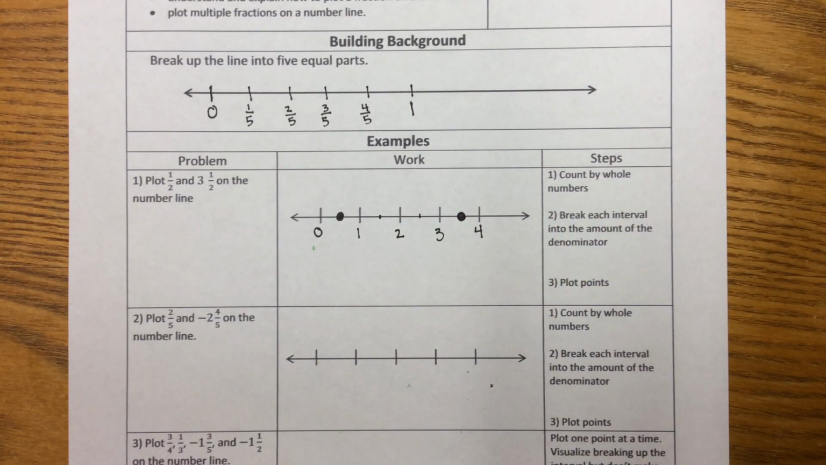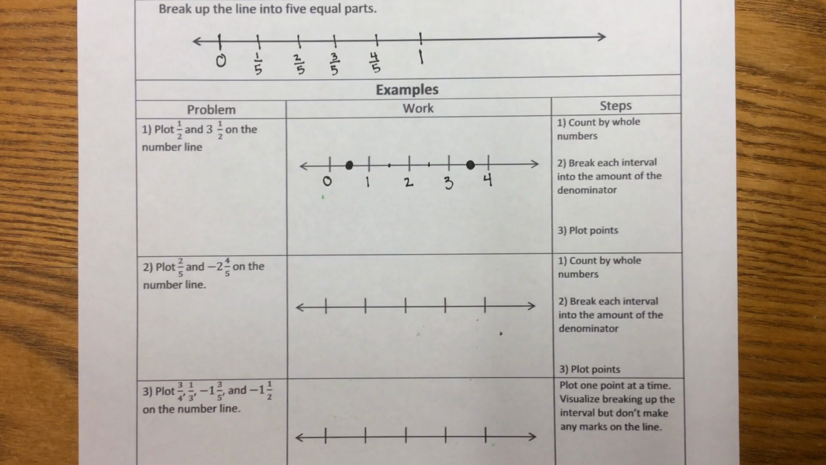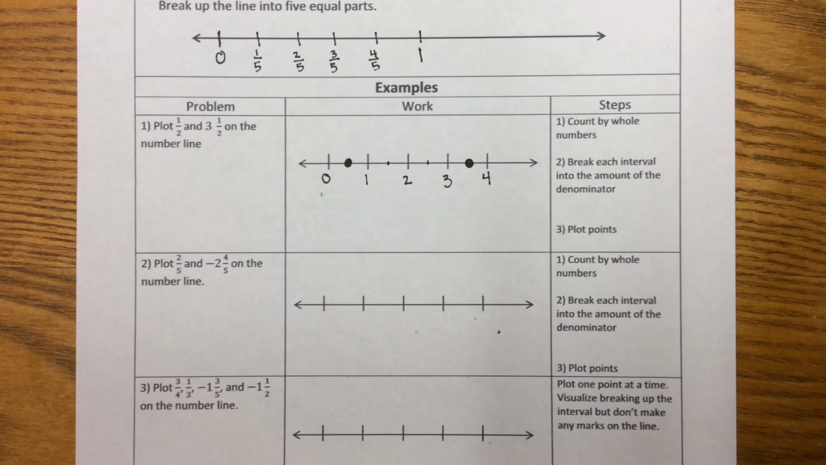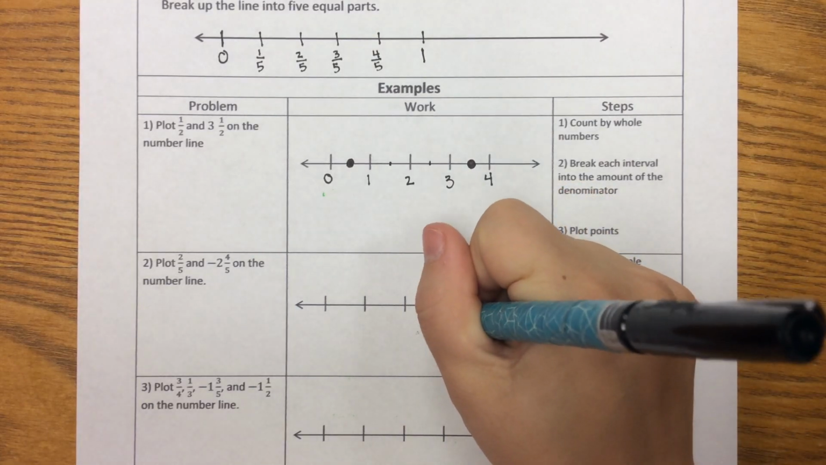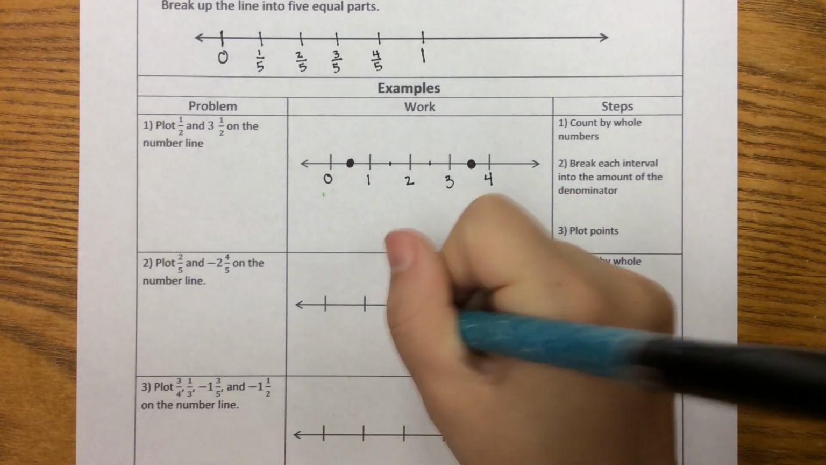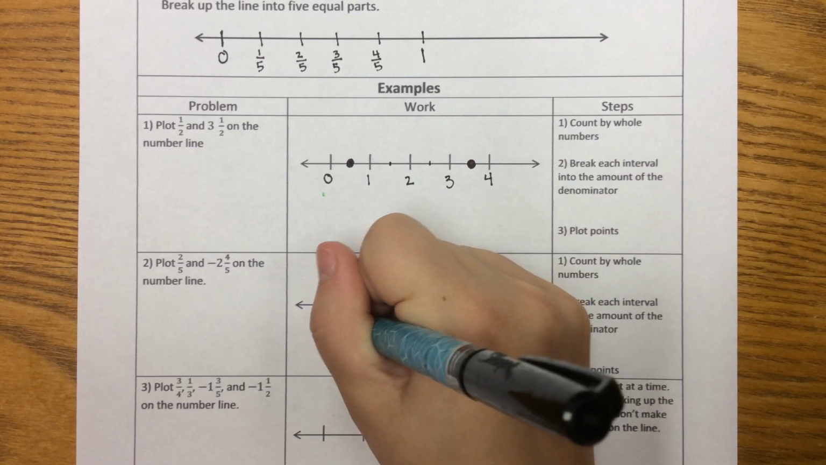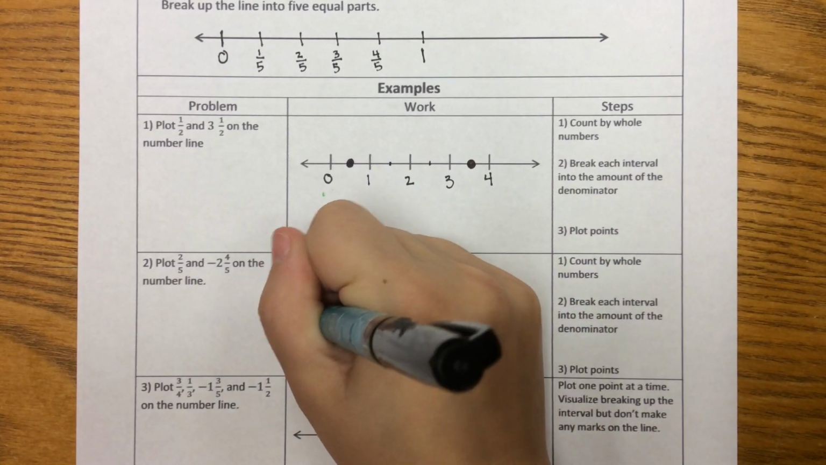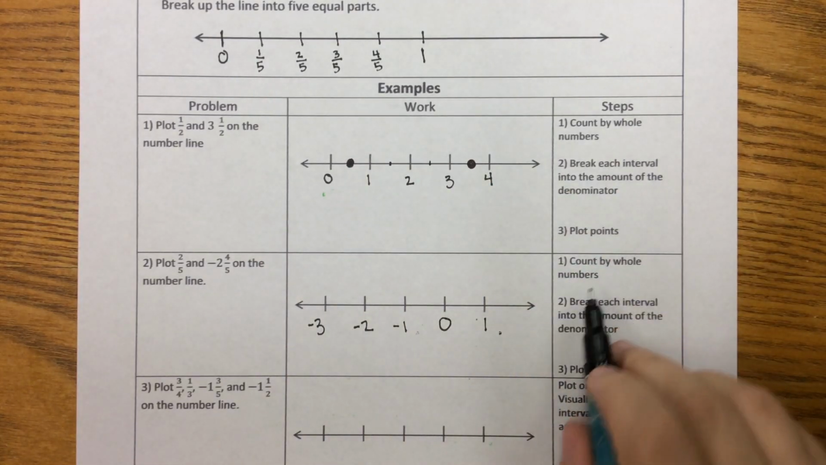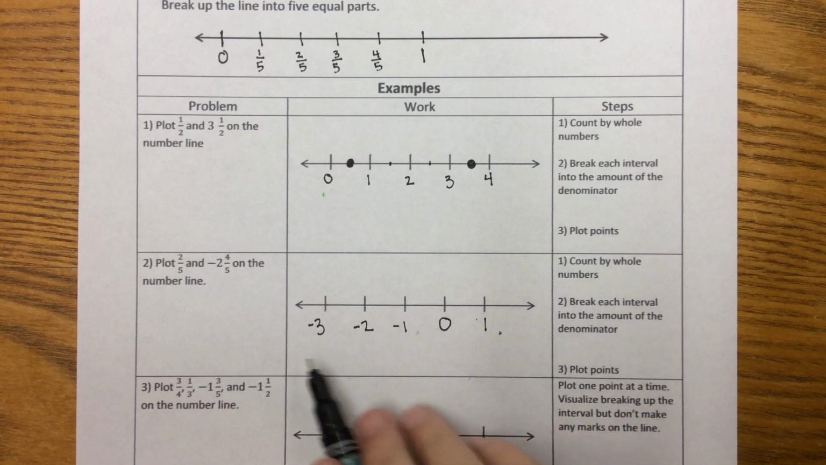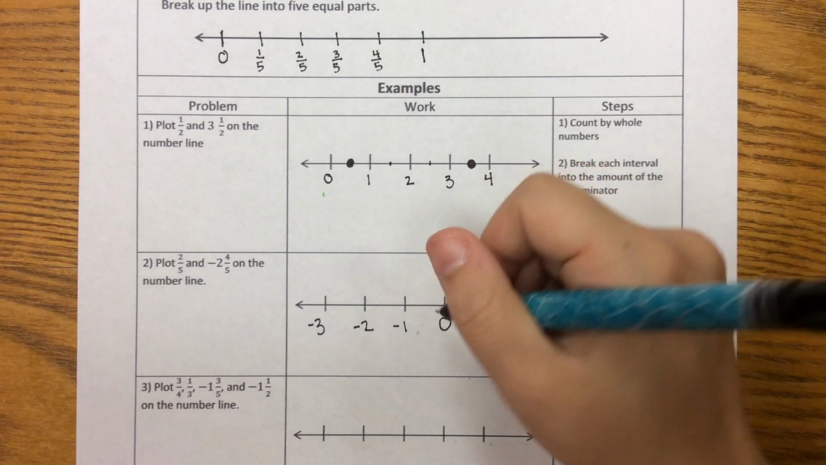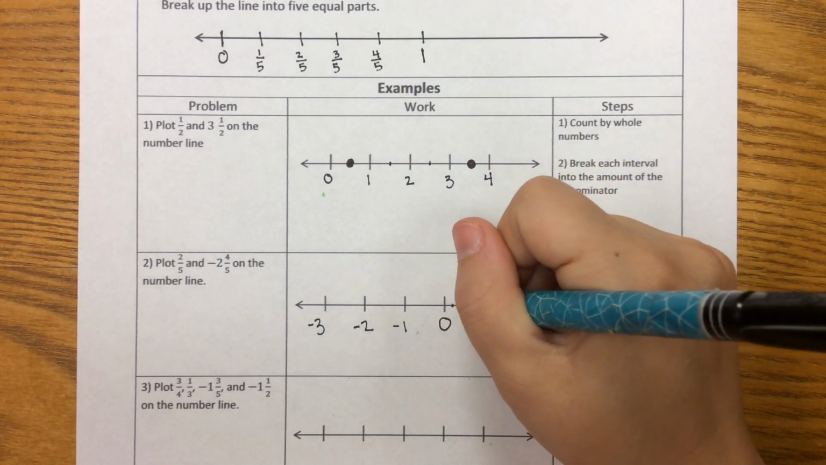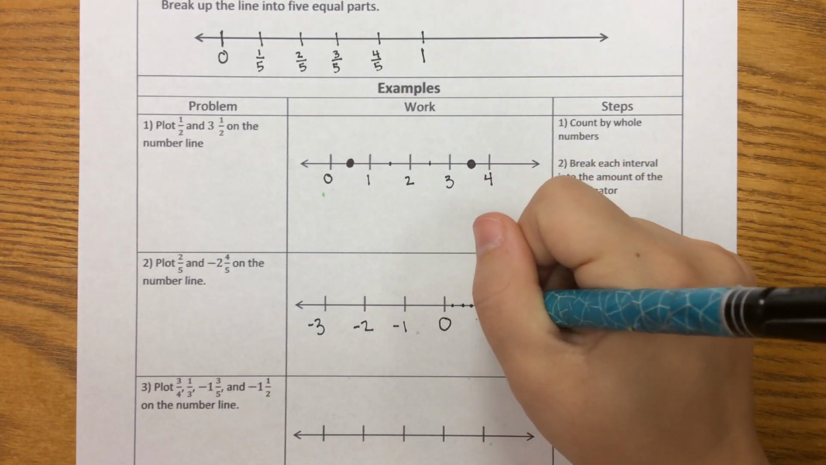Number 2, we're going to plot 2/5 and -2 and 4/5 on the same number line. So this is going to be 0, then we're going to have 1, -1, -2, -3. We're going to count by the whole numbers, which is what we just did. We're going to break each interval into the amount of the denominator. The denominator is 5, so we want to break this up into 5 parts.